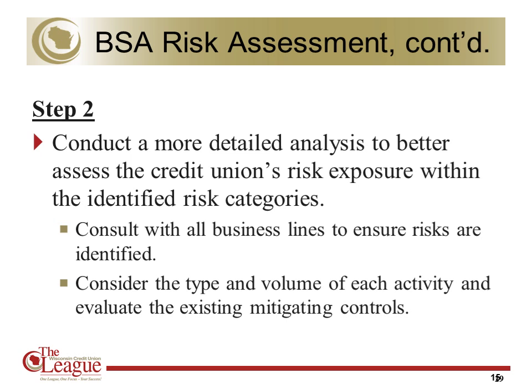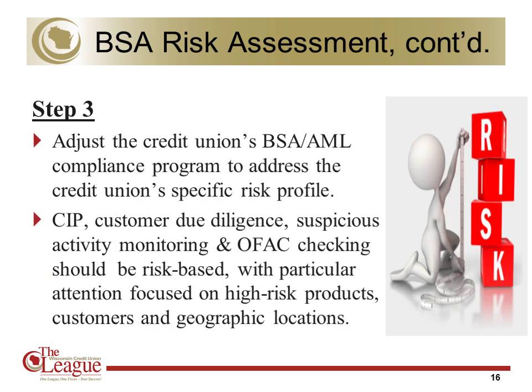After you have identified the risk categories that apply to your credit union, step 2 is to conduct a more detailed analysis to better assess the credit union's risk exposure within the identified risk categories. Do some data mining to understand the volume of each activity and evaluate whether existing controls help mitigate risks. Step 3 is to adjust the credit union's BSA AML program to address the credit union's specific risk profile.